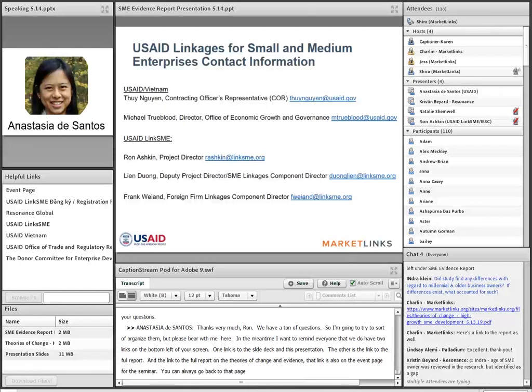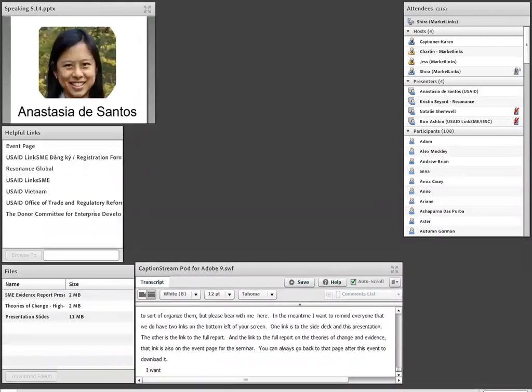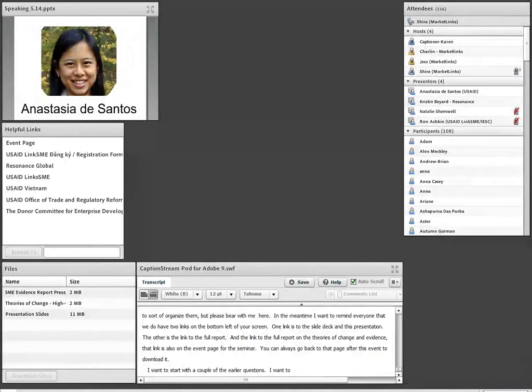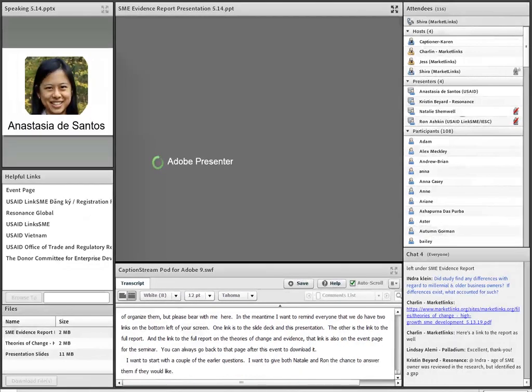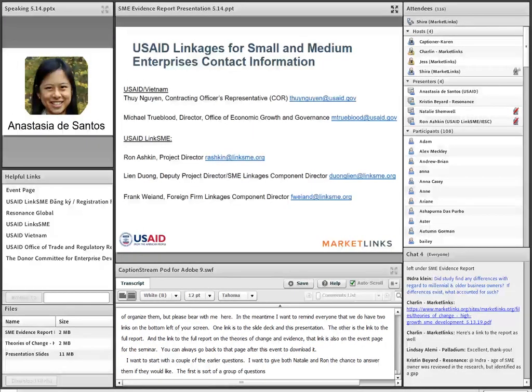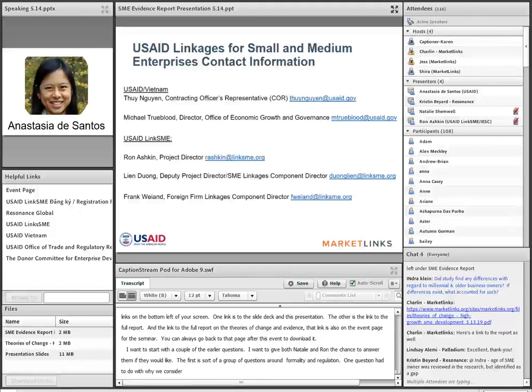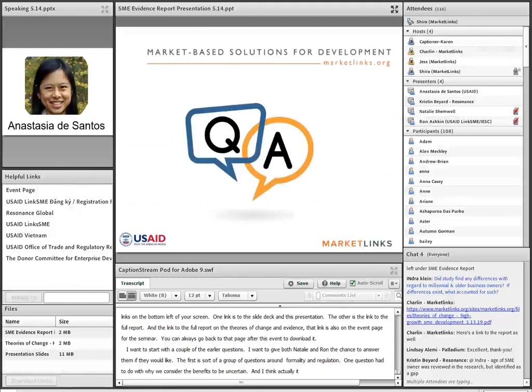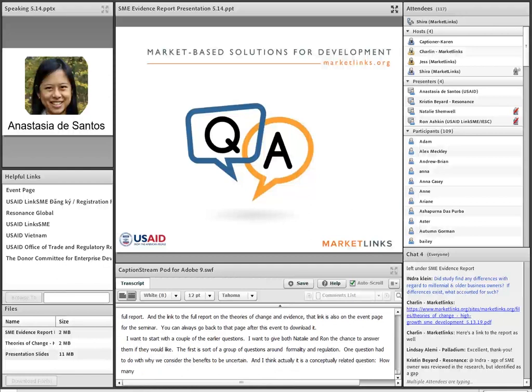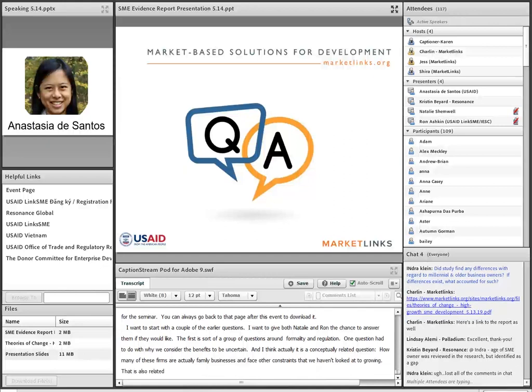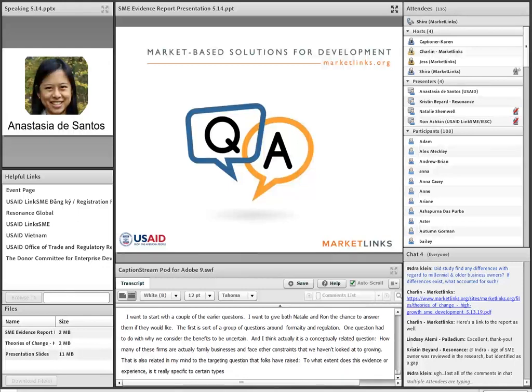So with that, I want to start with a couple of the earlier questions, and I want to give both Natalie and Ron the chance to answer them if they would like. The first is a group of questions around formality and regulation. One question had to do with why we consider the benefits to be uncertain. And conceptually related is how many of these firms are actually family businesses, facing other constraints to growing that we haven't looked at. That is also related to the targeting question folks have raised: to what extent is this evidence or experience specific to certain types of businesses, whether by sector, industry, size, or who the manager is?